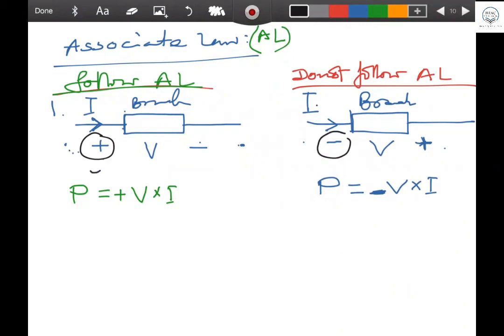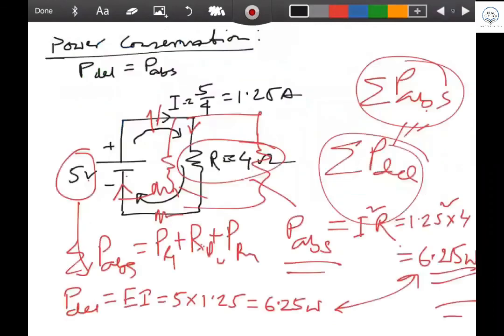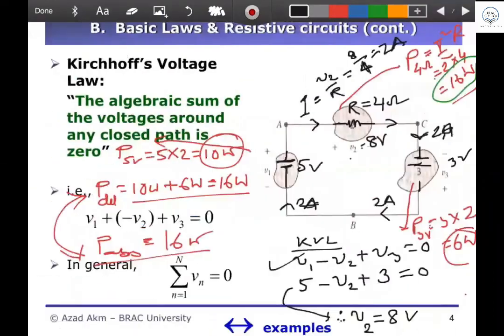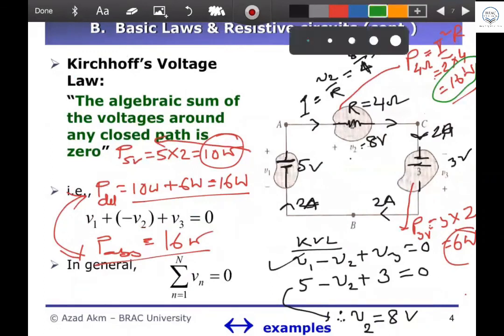If it follows the associate law, then voltage and current multiplication gives you the positive power. I mean, it should be positive in the equation. And if it's not, then voltage times current has a negative in the equation. This is the associate law. Let us go and apply the associate law here. If I ask you, what is the power here?